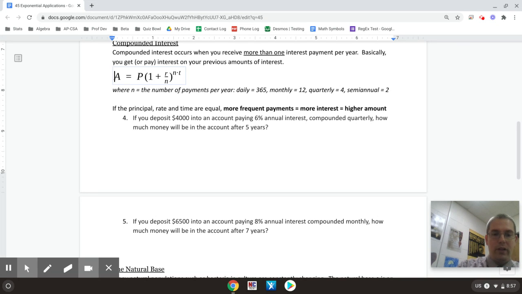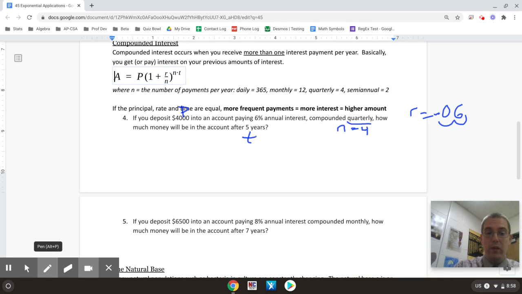So if we look at number 4, we still have a principal of 4,000 and a 6% rate. So if r is 6%, I've got to move that decimal over twice, so that's 0.06. Compounded quarterly, that word quarterly means 4 times a year, pretty much every 3 months or 4 times a year. And then after 5 years, so t is 5.